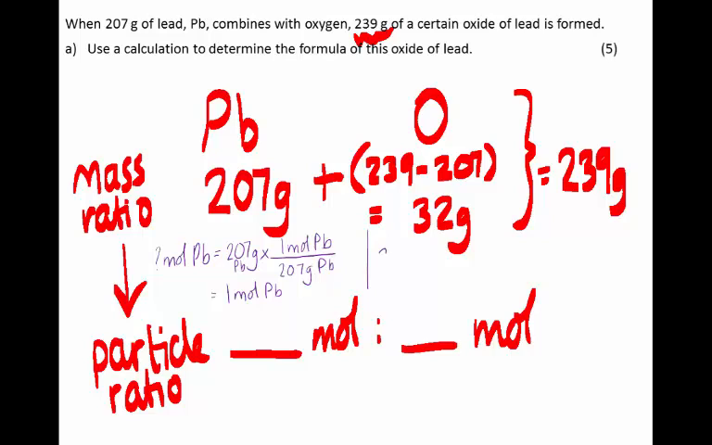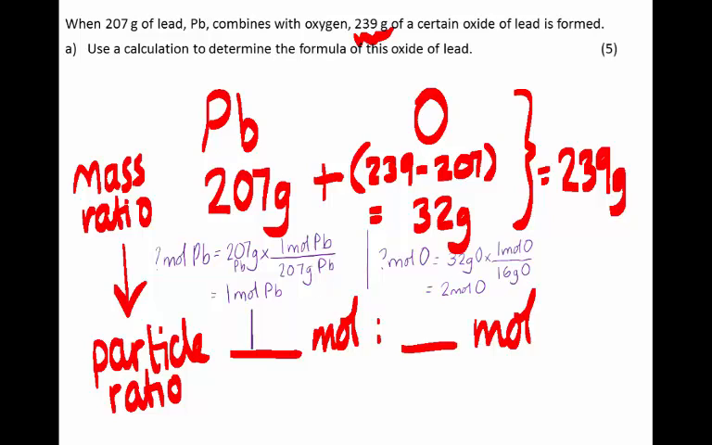Similarly, we ask ourselves, how many moles of O? Not O2, because here we're not speaking about oxygen gas. It's oxygen atoms within another compound, a lead oxide compound. So how many moles of O atoms has a mass of 32 grams? We go to the periodic table and we see that 16 grams of O atoms is the mass of 1 mole of O atoms. So 32 grams is the mass of 2 moles of O atoms.